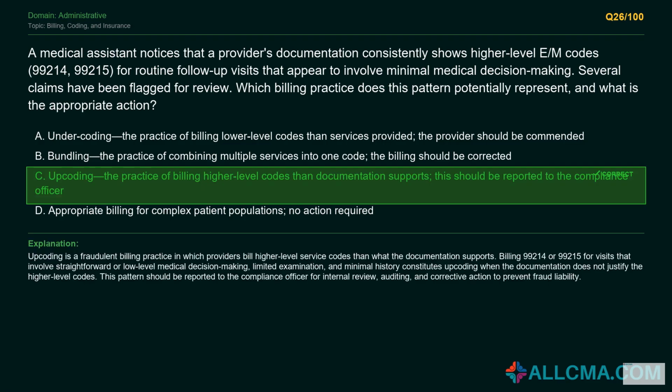The correct answer is C. Upcoding is a fraudulent billing practice in which providers bill higher-level service codes than what the documentation supports. Billing 99214 or 99215 for visits that involve straightforward or low-level medical decision-making, limited examination, and minimal history constitutes upcoding when the documentation does not justify the higher-level codes. This pattern should be reported to the compliance officer for internal review, auditing, and corrective action to prevent fraud liability.